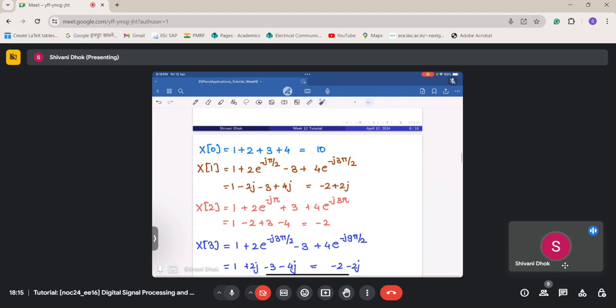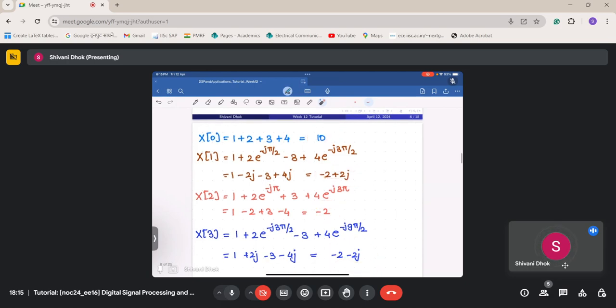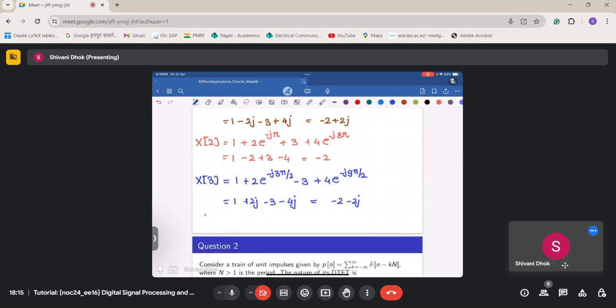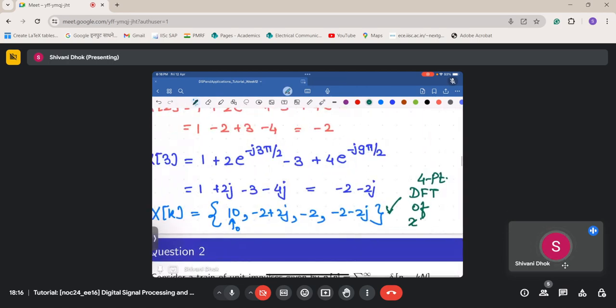So this thing here is x of 0, this thing is x of 1, this is x of 2 and this is x of 3. So the sequence x of k, as a sequence, if I write it, then it is 10 at 0. Then I have minus 2 plus 2j. Then I have minus 2 and minus 2 minus 2j. So this thing here is the DFT, or 4-point DFT, of x of n.